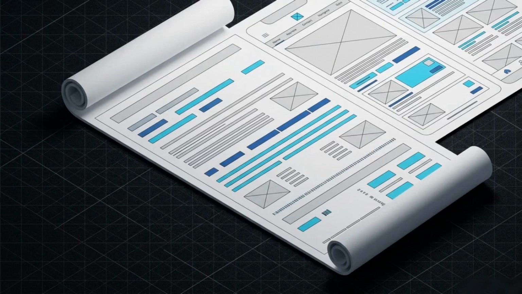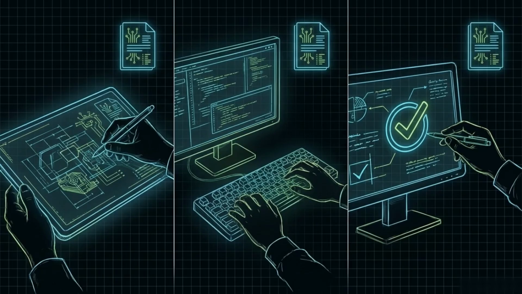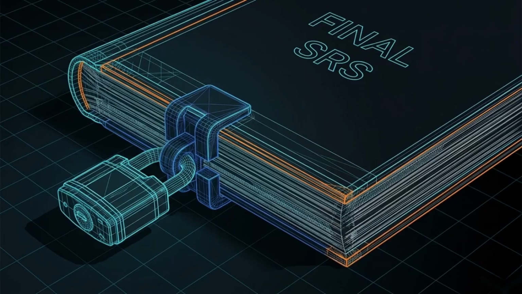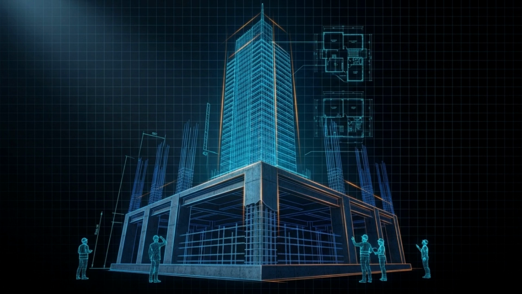You can think of the SRS as the physical architectural blueprint for the software. It provides a single source of truth so that the designers, programmers, and testers are all working toward the exact same specifications. To eliminate any confusion between these terms, look at this comparison matrix. Requirement analysis is the process you conduct. The SRS is the document you produce. A finalized SRS means the team has successfully defined exactly what the system must do. With that foundation set, engineers can move into the design phase and figure out how to build it.